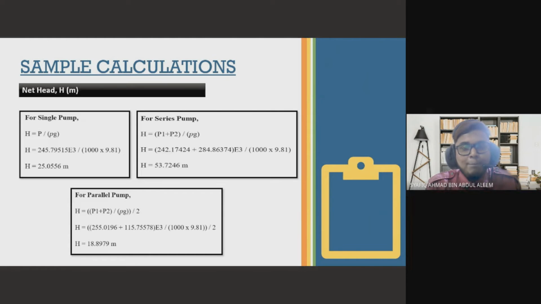For series pumps, net head equals the summation of both delivery pressures from the two pumps over the multiplication of density and gravity. And parallel pumps are similar to series pumps with the extra step of dividing the equation by 2.